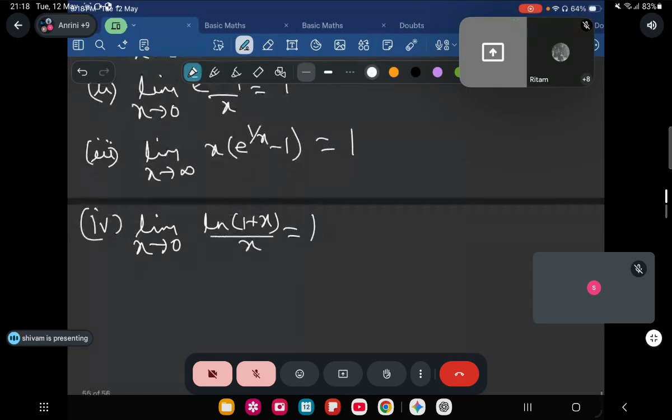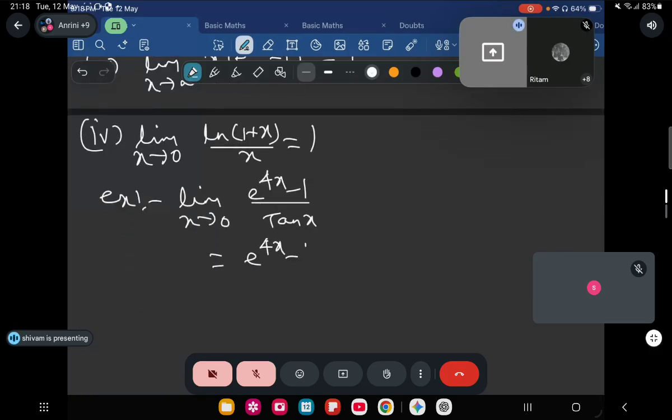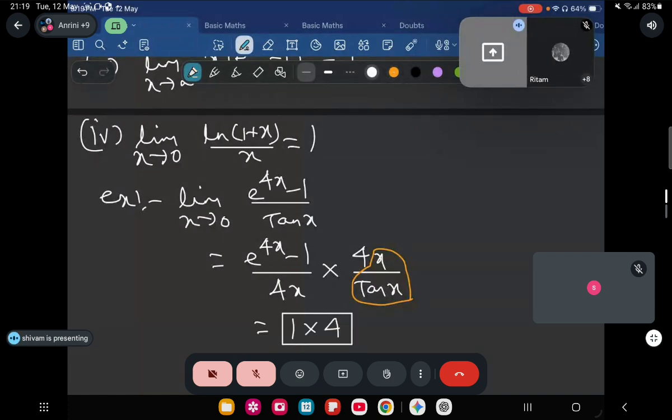Okay, we just need to check the coefficient of x. For example, everyone, if I want to find out limit x tends to 0, (e to the power 4x minus 1) upon tan x. So in order to convert it into standard limit, this will be equal to (e to the power 4x minus 1) by 4x. Next, since I have divided by 4x, I'll have to multiply by 4x divided by tan x. Now see everyone, this tan x by x will be equal to 1 and this will also be equal to 1. So this will become 1 into 4. Anyone having any doubt, you can ask me, which is 4.